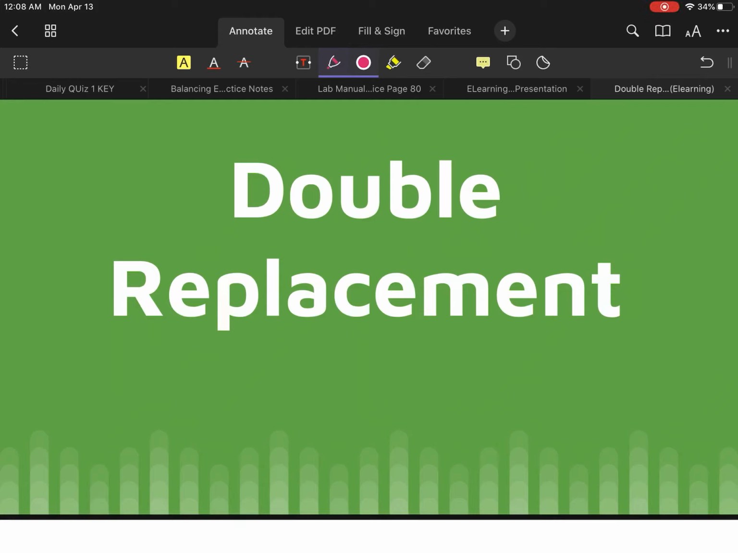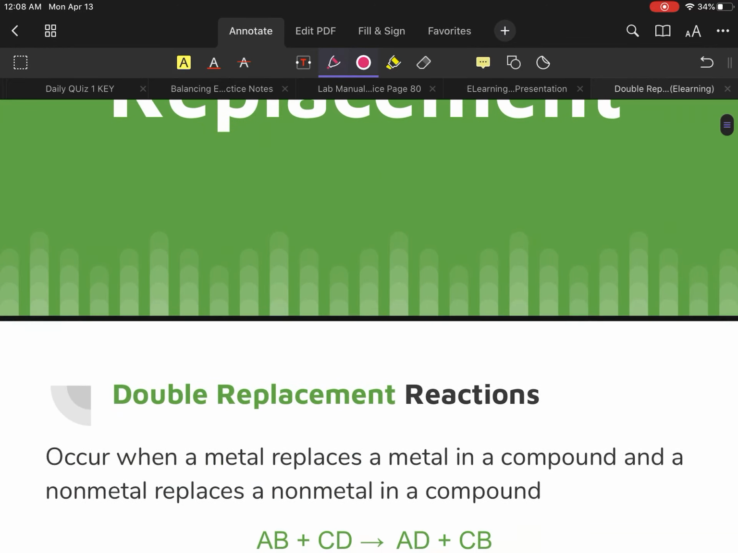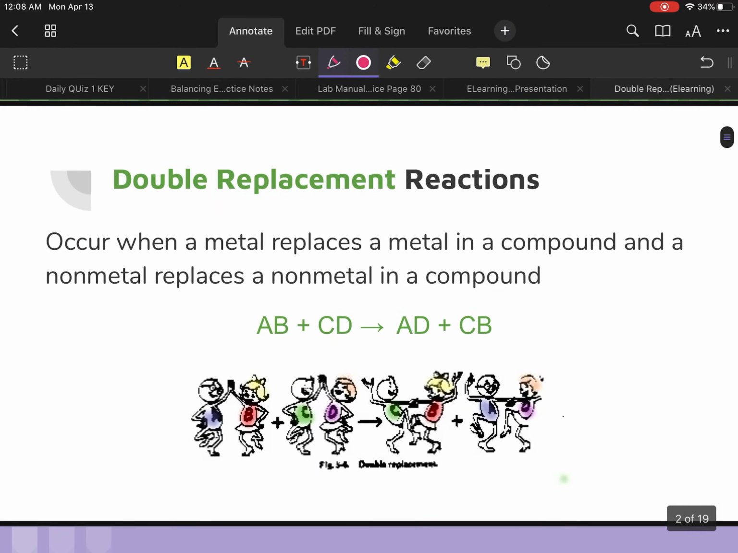Okay, so today I'm just going to go over in more detail double replacement reactions and kind of what actually is happening in those reactions. And you're also going to be able to predict the products that you're forming in these reactions.